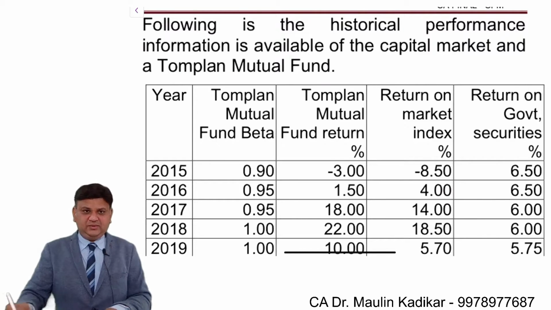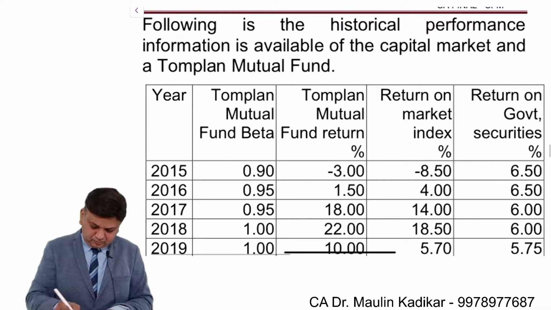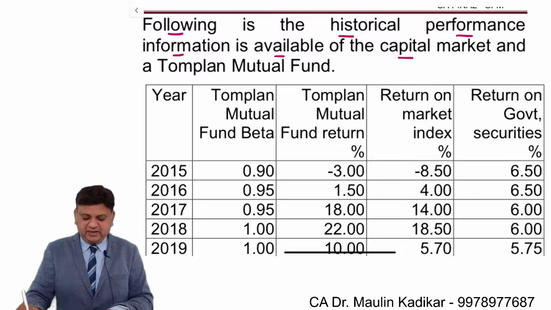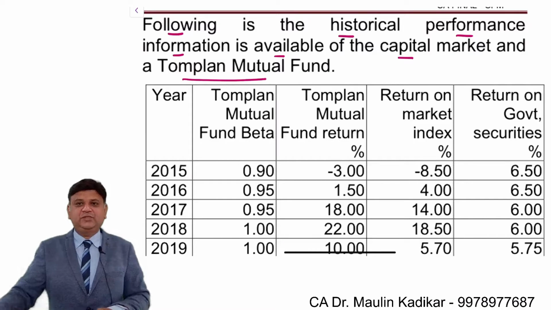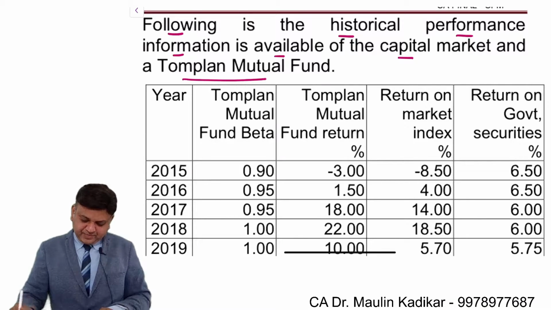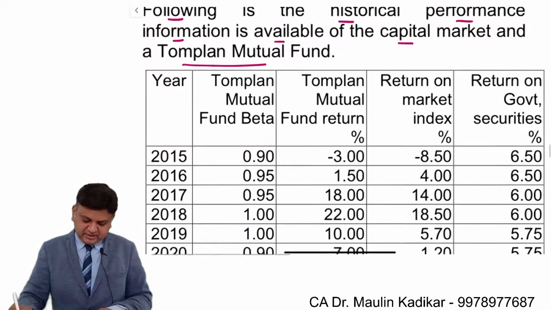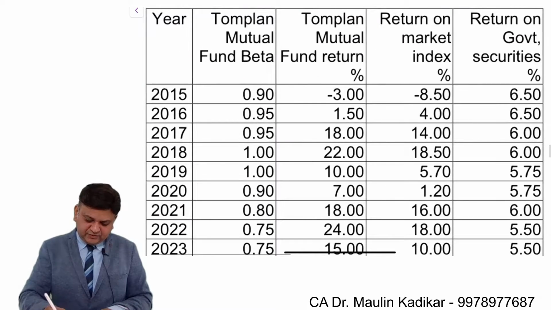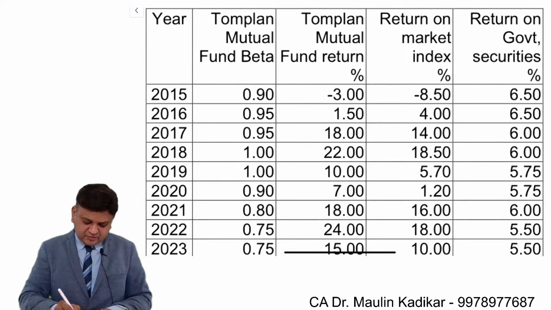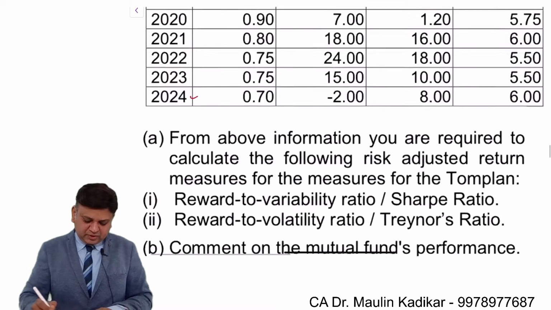Let us see the next question. The following historical performance information is available of the capital market and Tomplan Mutual Fund. So information is provided to us regarding the historical performance of a mutual fund and the capital market, from the year 2015 to 2024.